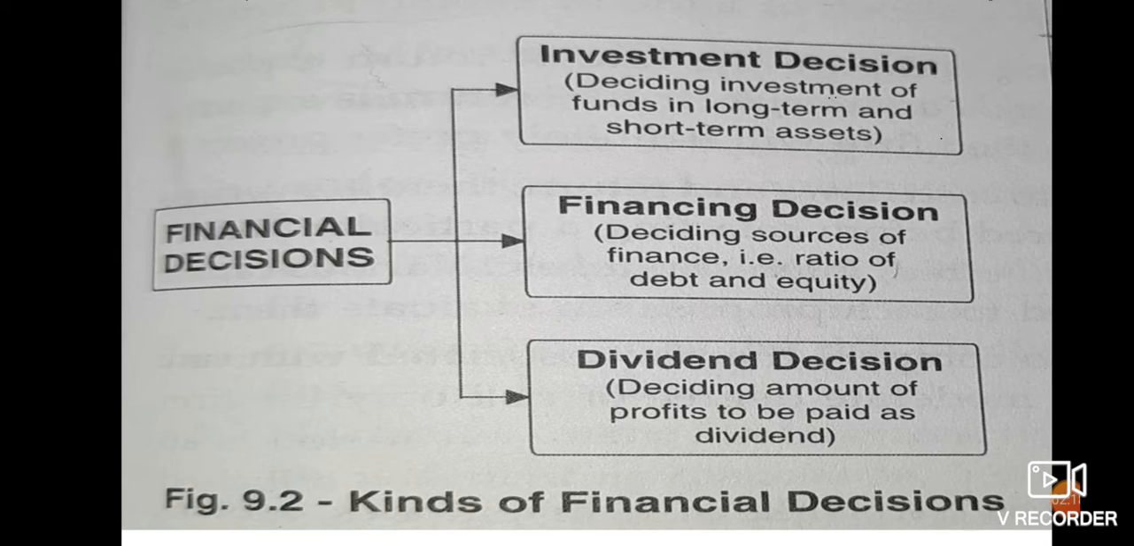And next is dividend decisions. Dividend decisions, deciding amount of profits to be paid as dividends. So when the company is making profit, how much of profit to be retained, that is putting back into the business, and how much of profit to be shared as dividends, given to the shareholders. Okay, so these are the three types of decisions that the manager has to take.